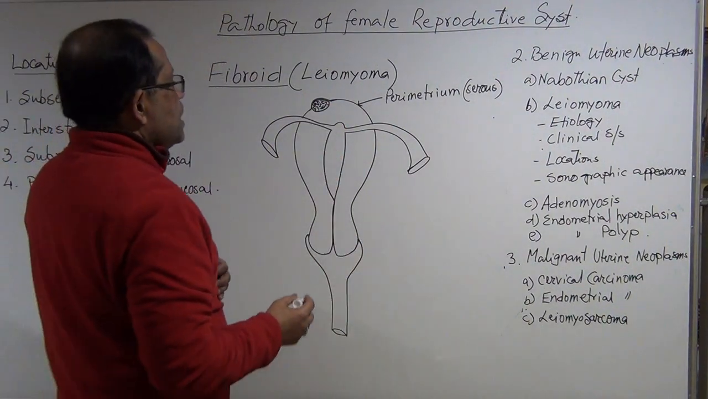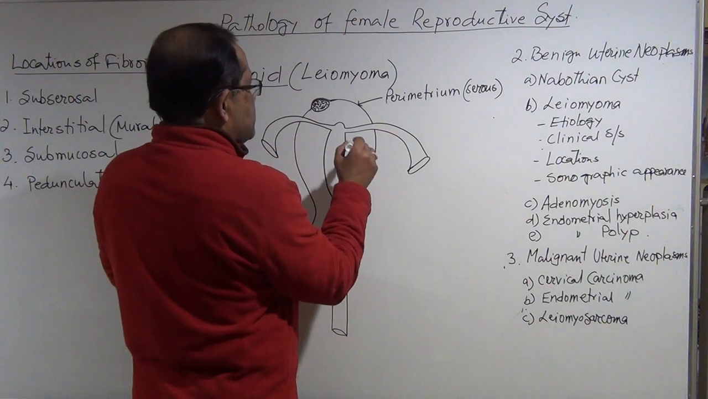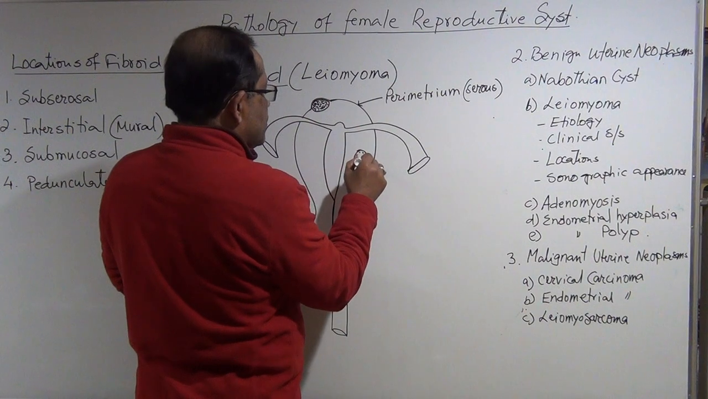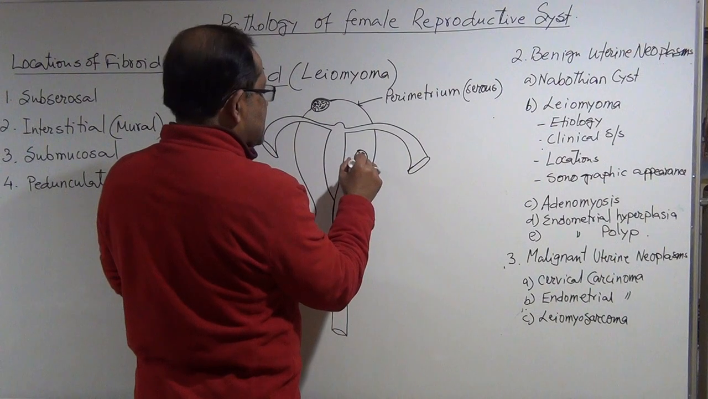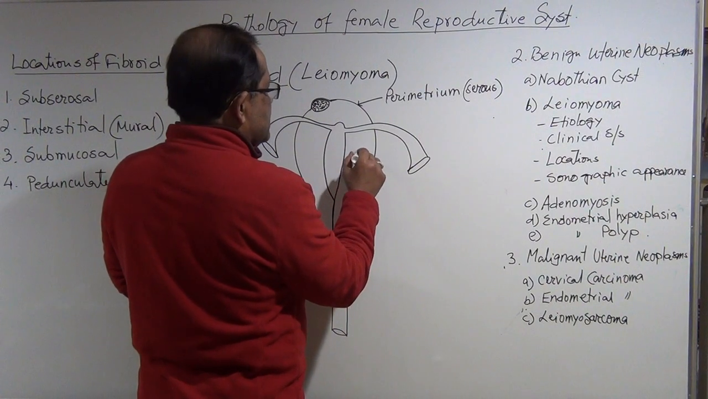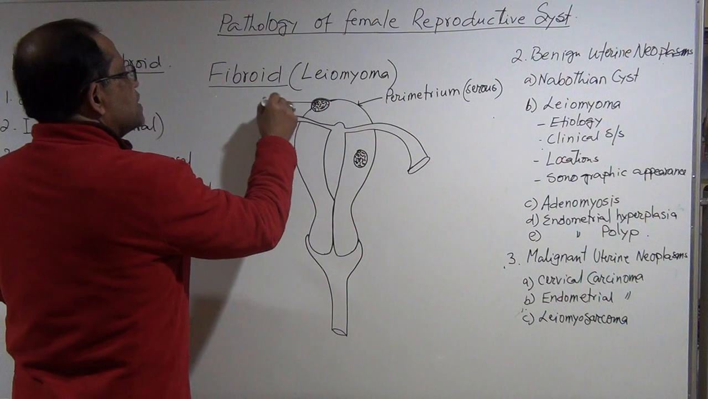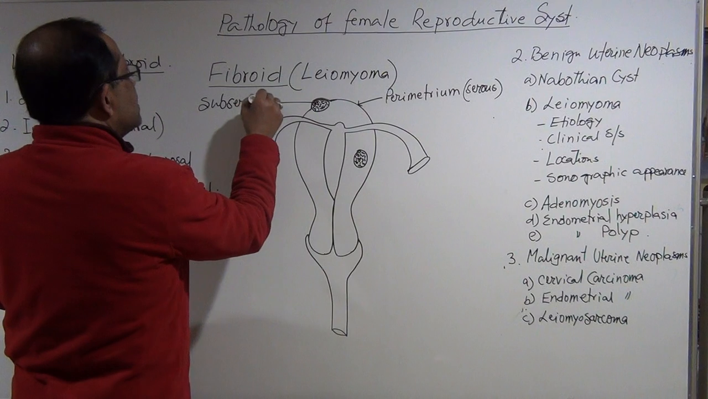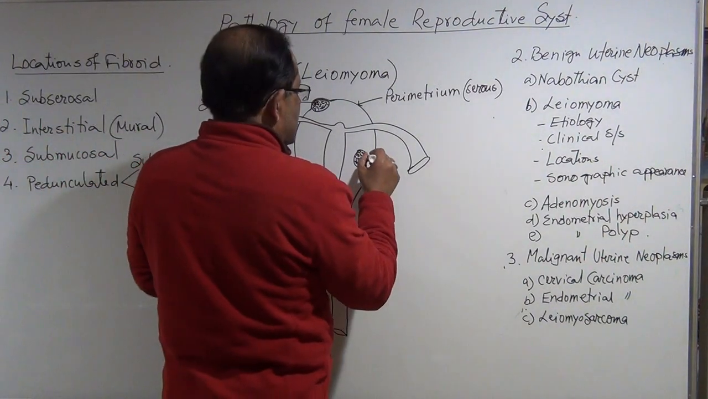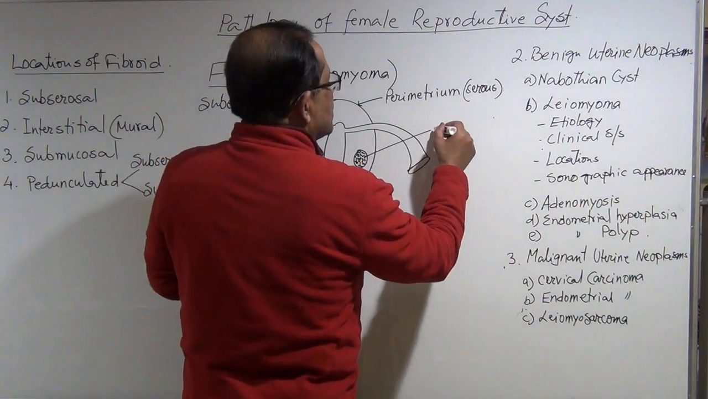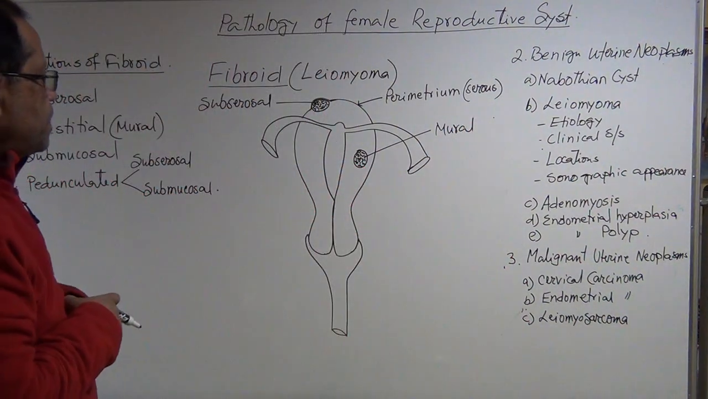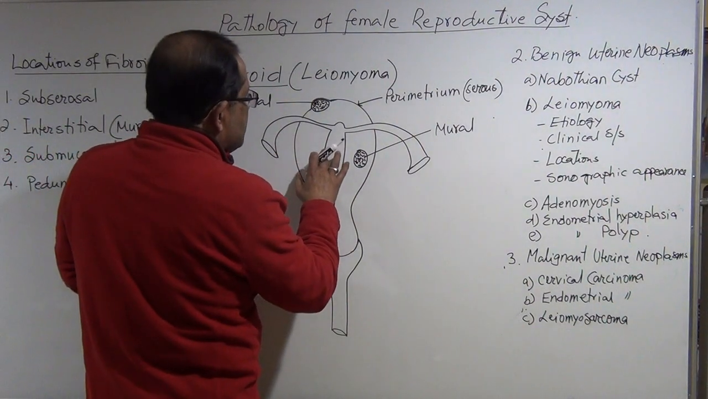And if the fibroid is arising at the location inside the myometrium, we call it interstitial. So this is subserosal type. This is mural type or interstitial, and this is submucosal.